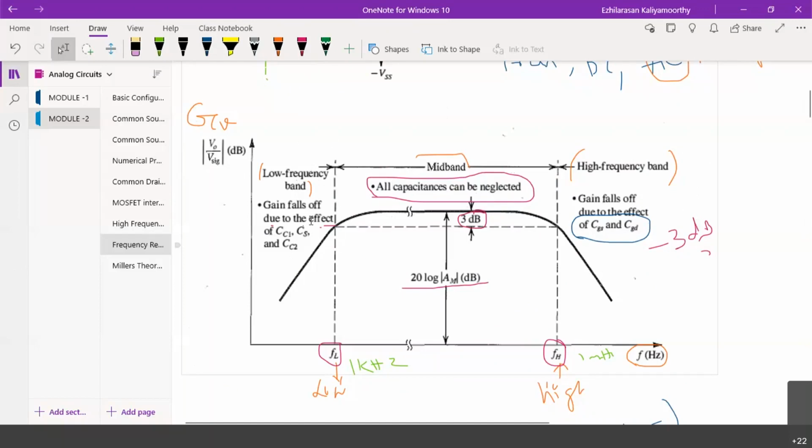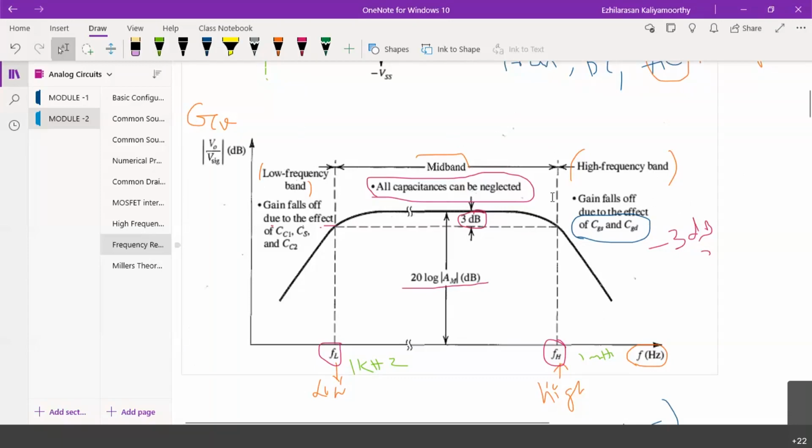While performing low frequency response and high frequency response, we need to include those capacitances. But while performing the midband analysis, we have to neglect all the capacitances. That is why it is very easy to calculate the midband analysis, but a little bit tricky to calculate the low frequency and high frequency.